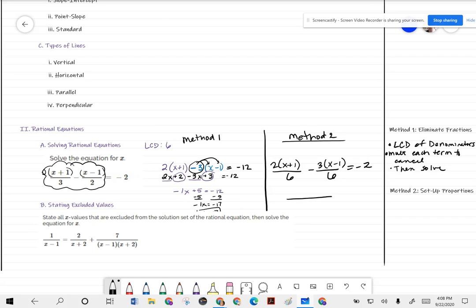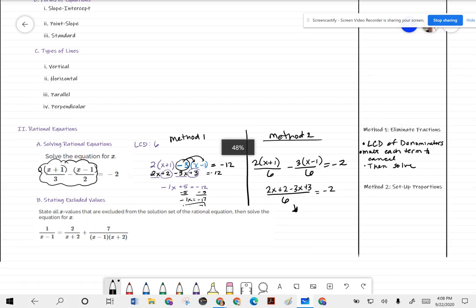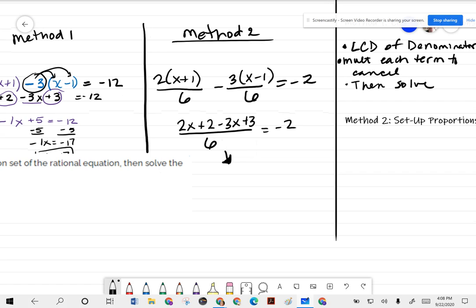And so I've got to combine those fractions here. So I've got 2x plus 2 minus 3x plus 3 equals negative 2. Now we've got to clean up that first fraction here. We've got 2x and negative 3x, that's going to be negative 1x. And then we've got positive 2, positive 3, that gives me positive 5, all over 6 is equal to negative 2.